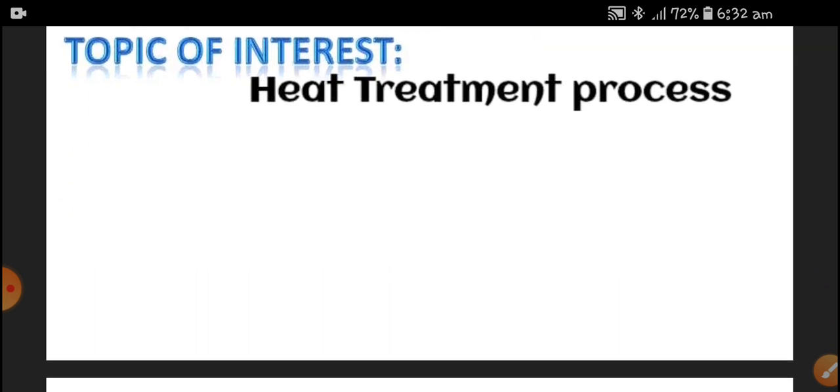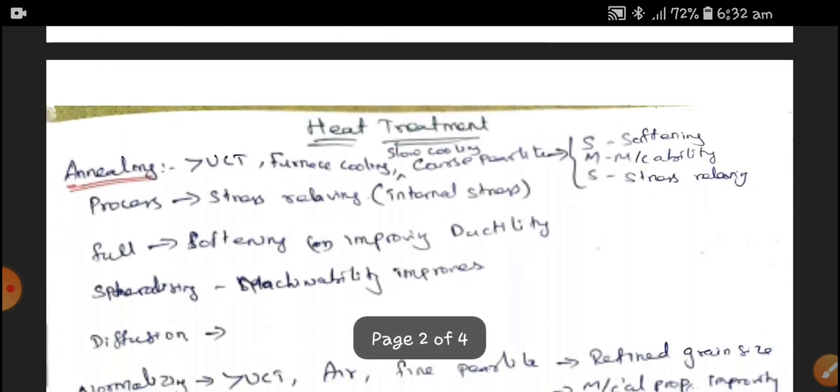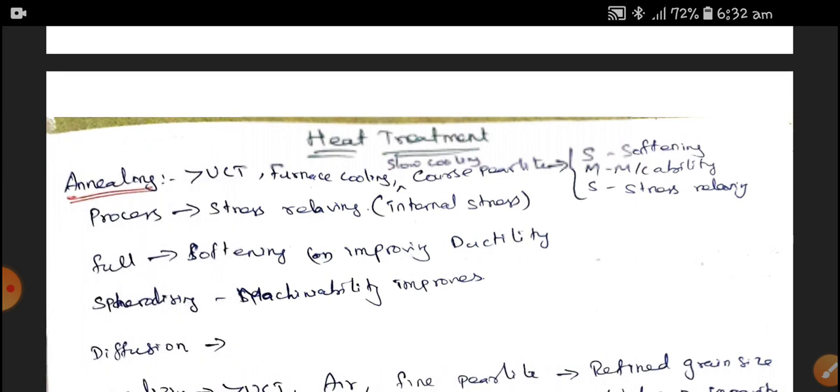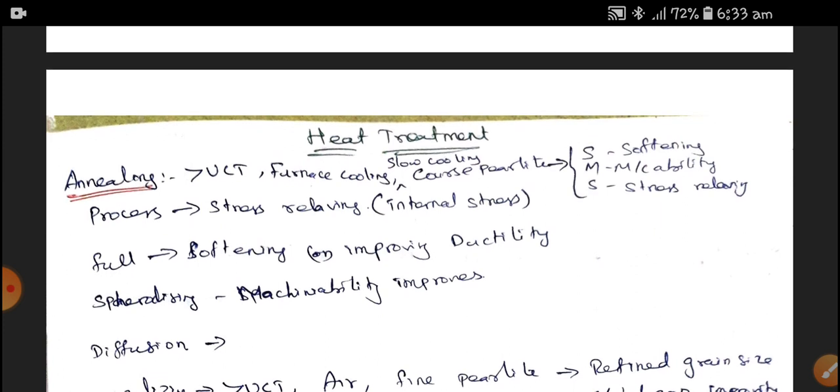First, we are going to introduce annealing. The process is called annealing. Annealing means the material is heated above the recrystallization temperature and cooled in the furnace itself. So we put a material in a furnace and heat it up to the recrystallization temperature. The recrystallization temperature is the temperature at which new grains can be produced. So that is called the recrystallization temperature.